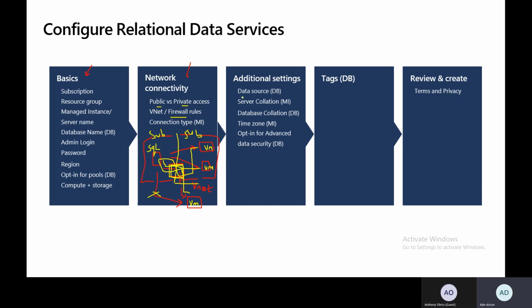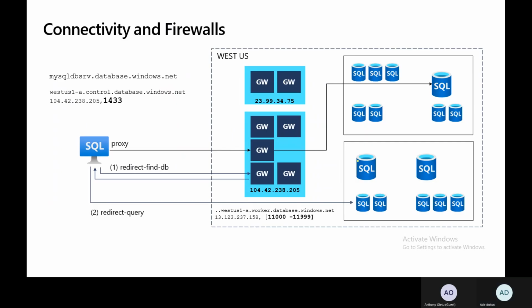Then we come to our additional settings. We look at the data source. That data source can be some predefined data source from Microsoft, maybe for learning and training, or you pick the data source from your own organization. Then you look at server collation, database collation, time zone, opt-in. Then you review and create. Can you see what I was trying to draw?